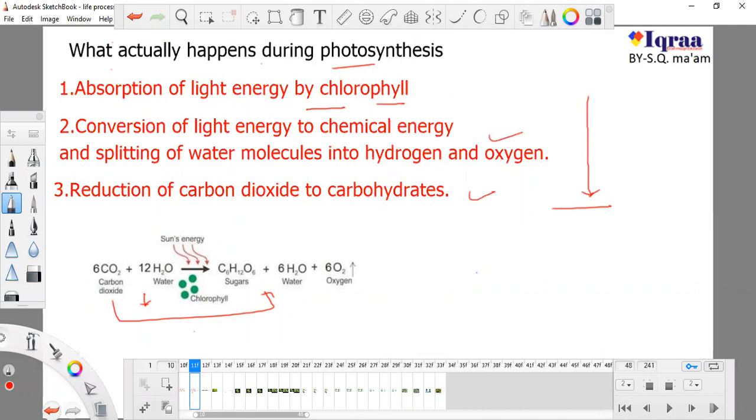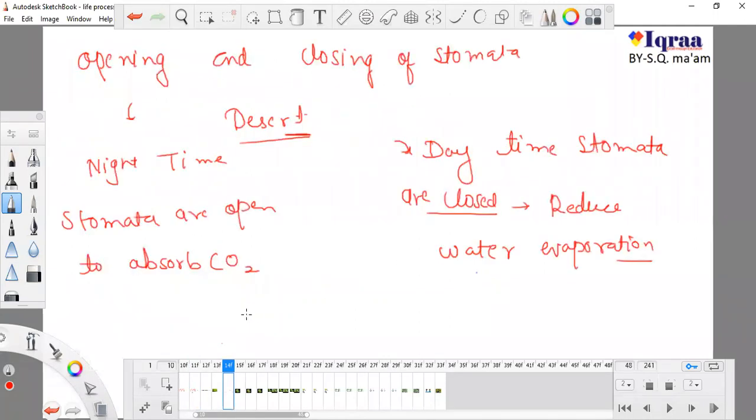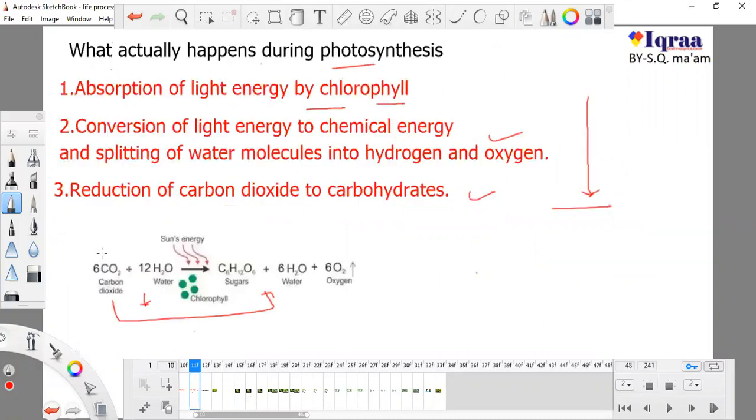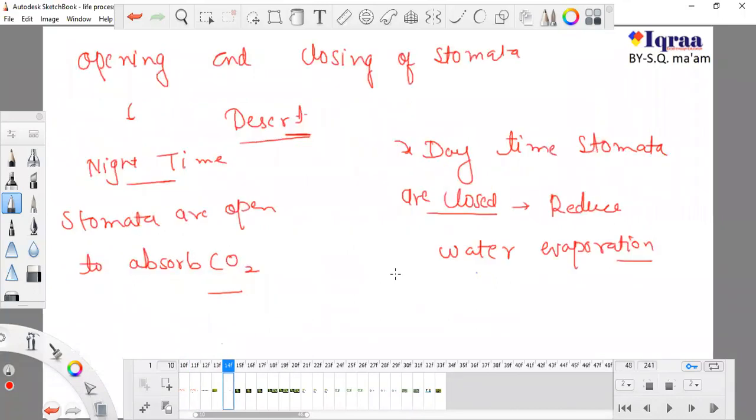But for desert plants there are some limitations because they have a scarcity or lack of water. That's why in night time they open their stomata to absorb CO2, because the process of photosynthesis needs carbon dioxide. And in daytime the stomata of desert plants remain closed.